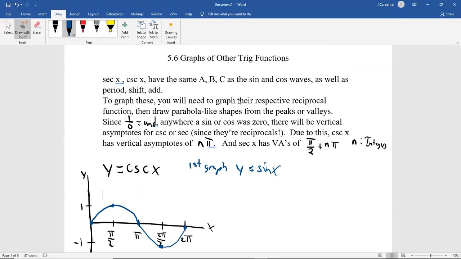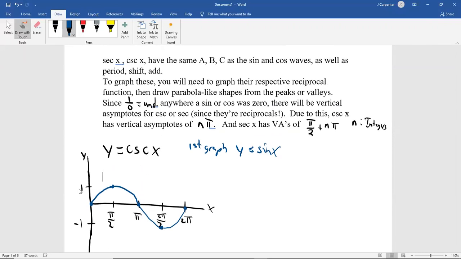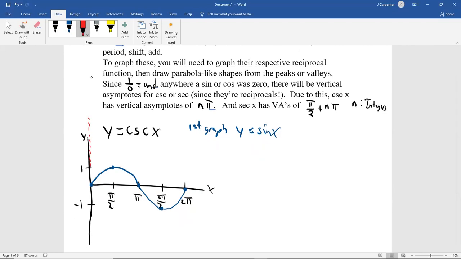So to graph these, you'll need to graph their reciprocal function. So cosecant and sine are reciprocal. So I graph that first. Then what you do is you draw parabola-like shapes from the peaks or valleys. And then you'll have asymptotes on every multiple of n pi. So the vertical asymptotes are wherever this original thing was 0. So there would be an asymptote just a little bit here, because the graph was 0 here, which means the reciprocal graph is undefined there. The graph is also 0 at pi, which means the reciprocal graph is undefined at pi. And then the graph is 0 at 2 pi, which means the reciprocal graph, the one we really want, is undefined at 2 pi.